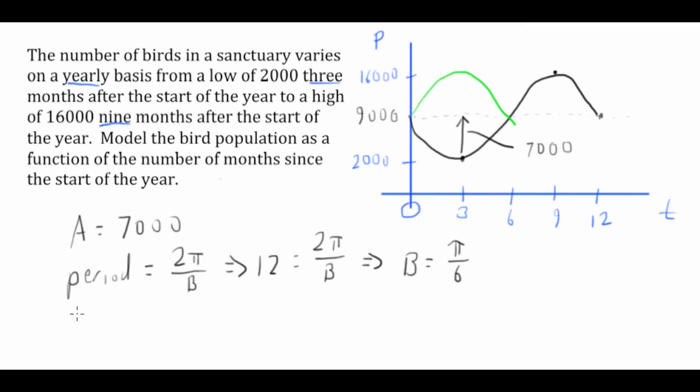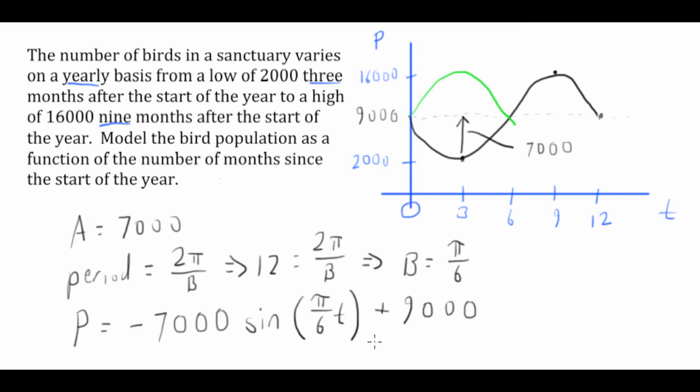So my model here is going to be the following. I'm going to go with a negative. Here's the amplitude, 7,000. I'm going to go with the sine. Now I need the b times the t. So that's pi over 6 times t. The one thing I haven't done yet is right now this is a graph that oscillates around 0. Its midline will be 0. And we need to shift it up so it goes up to a height of 9,000. So our final piece of the puzzle is going to be adding on a 9,000 here.